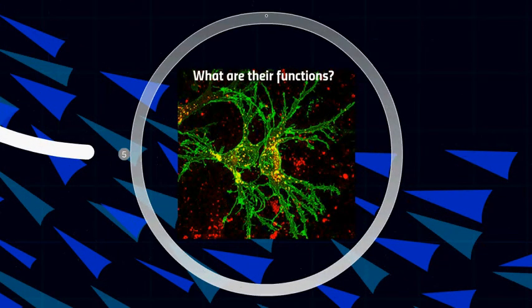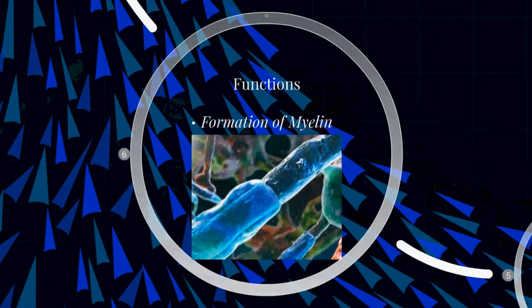But what do they do? What are their functions? Well, their main function is the formation of myelin, which, as I said before, is then secreted and then wrapped around axons.